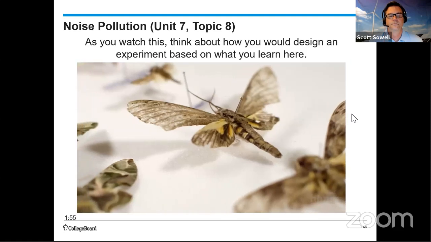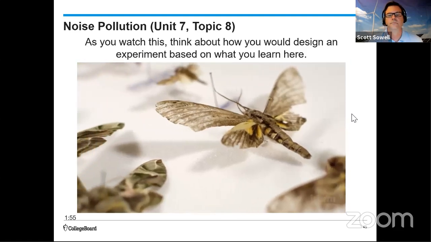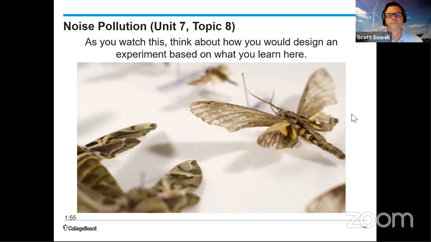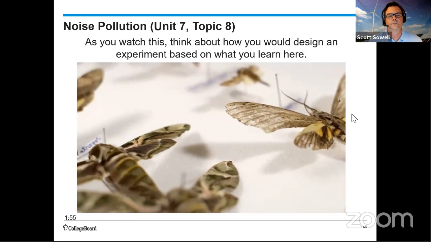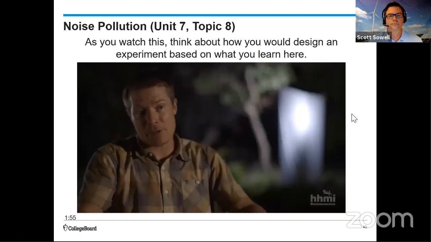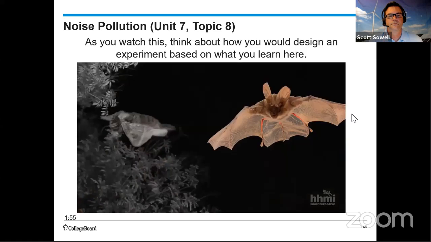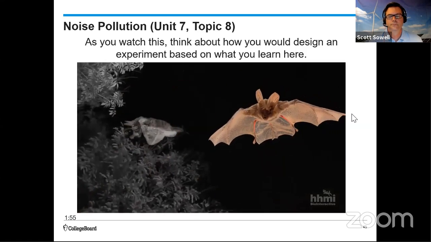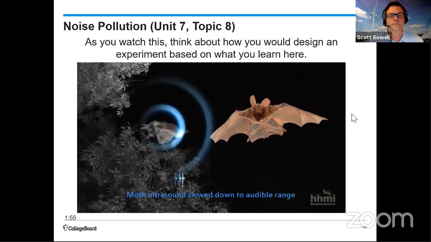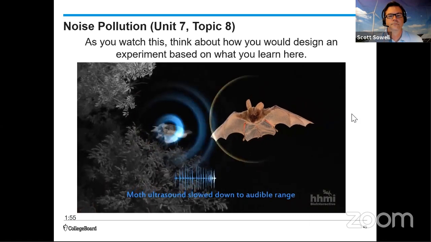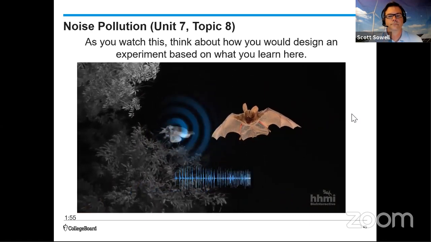Having long been on the bat menu, moths have evolved strategies to avoid being eaten. There's a lot of different anti-bat strategies, and the one we're studying here is sound production, ultrasound production above the level of human hearing. They have ears to hear bats coming, and then producing their own ultrasound back at the bats.